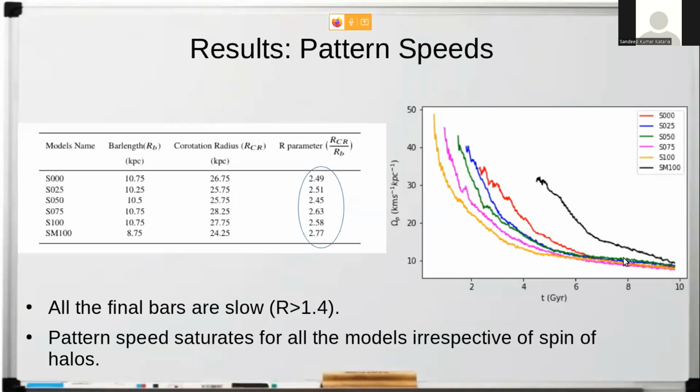it is, I think, interesting in view of the lambda CDM and observational tension of the pattern speed in the bar. Our results suggest that bars are slow irrespective of the halo spin.